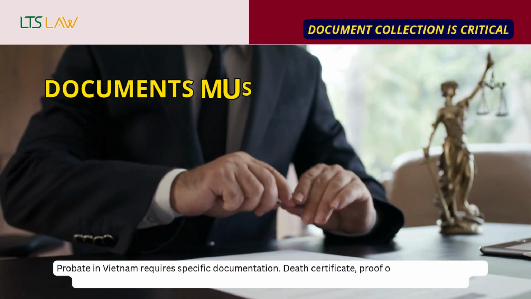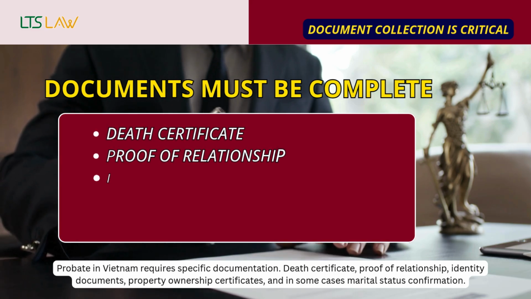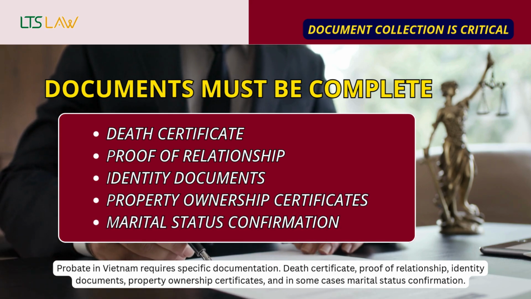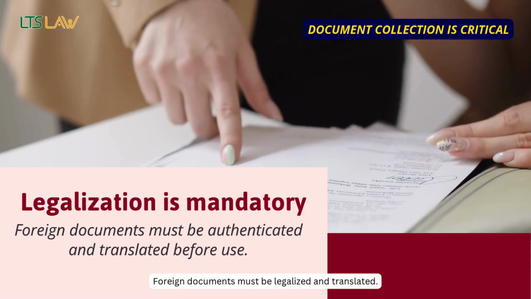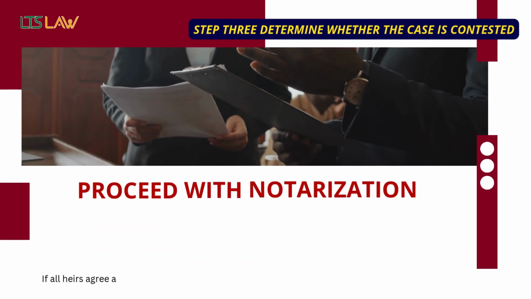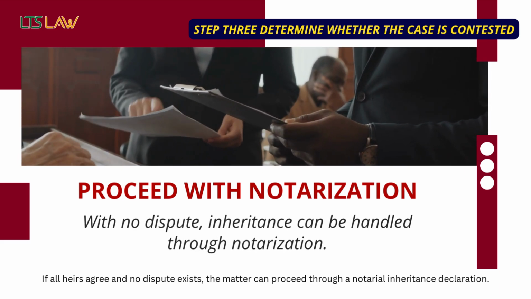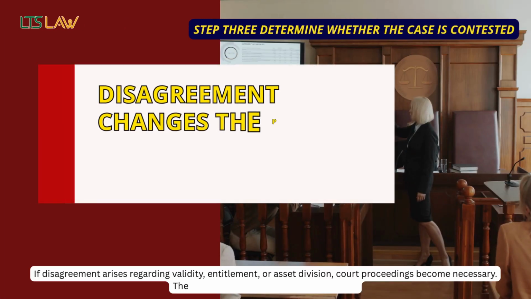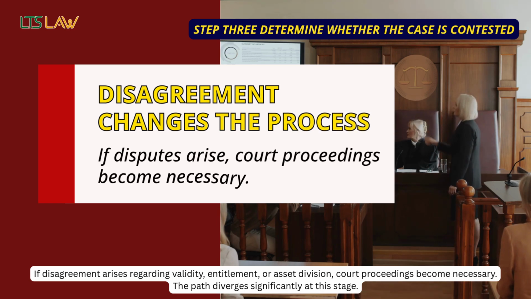Probate in Vietnam requires specific documentation: death certificate, proof of relationship, identity documents, property ownership certificates, and in some cases marital status confirmation. Foreign documents must be legalized and translated. If all heirs agree and no dispute exists, the matter can proceed through a notarial inheritance declaration. If disagreement arises regarding validity, entitlement, or asset division, court proceedings become necessary. The path diverges significantly at this stage.